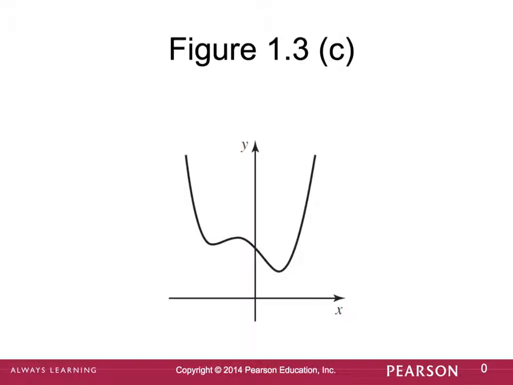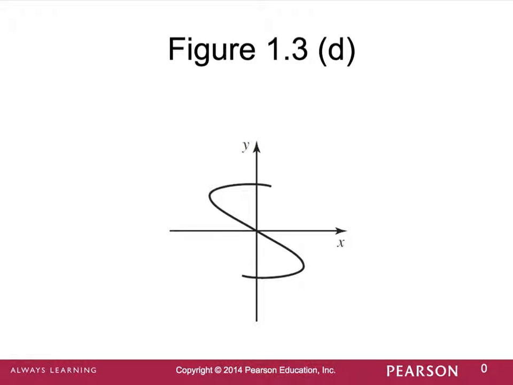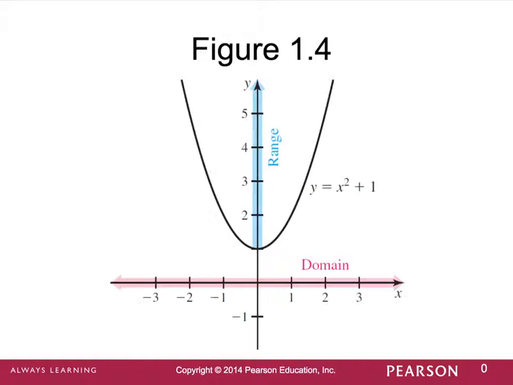This graph here, it does twist and turn, but it is a function, and this curve here is not because it does not pass the vertical line test. Even though that line is not very vertical, we still see that it does not pass the vertical line test.